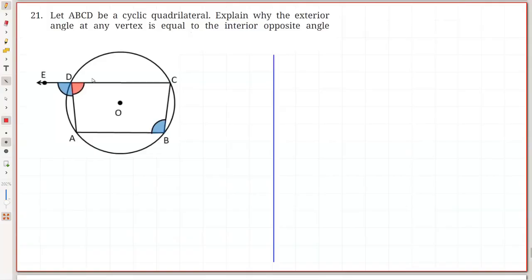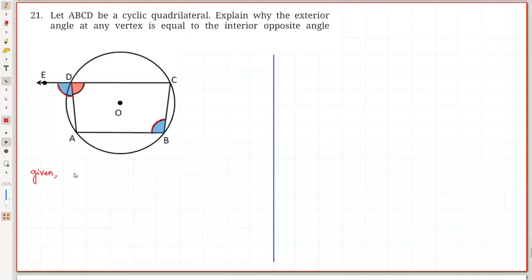So according to the statement, we have to prove the exterior angle at any vertex is equal to the interior opposite angle. That means this angle, ADE, should be equal to the interior opposite angle. I have to prove these two angles are equal. So this is what I have to prove. First we'll write the givens. So what is given?